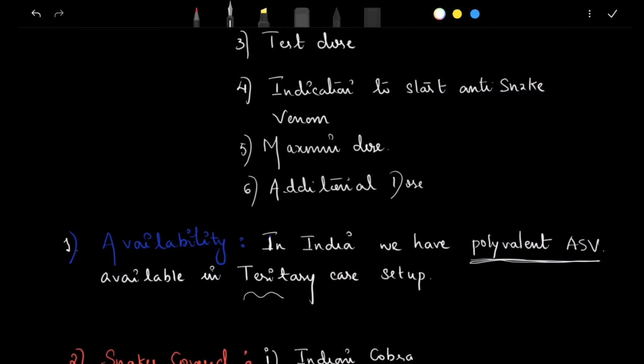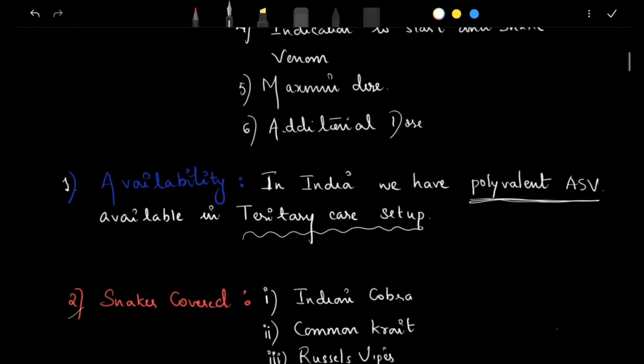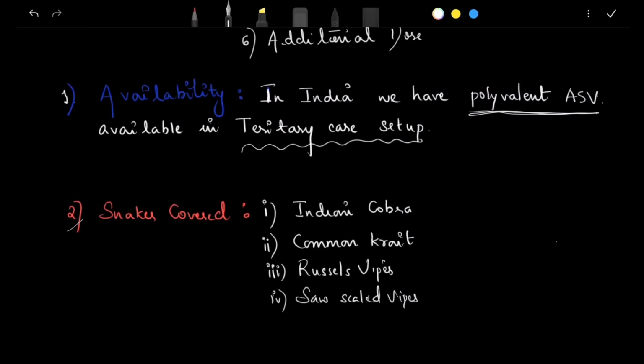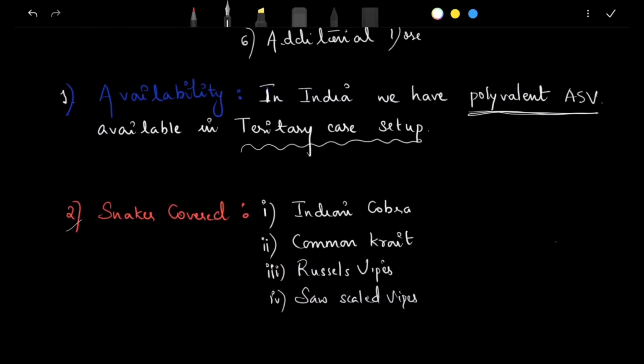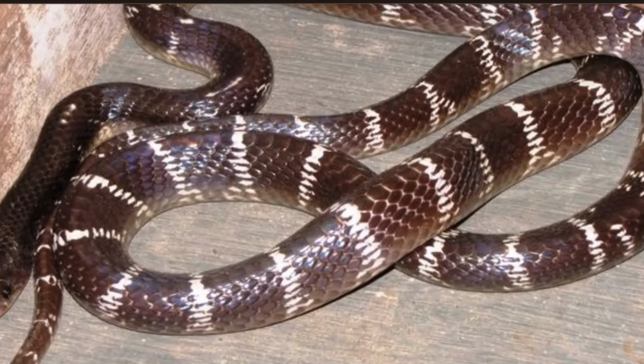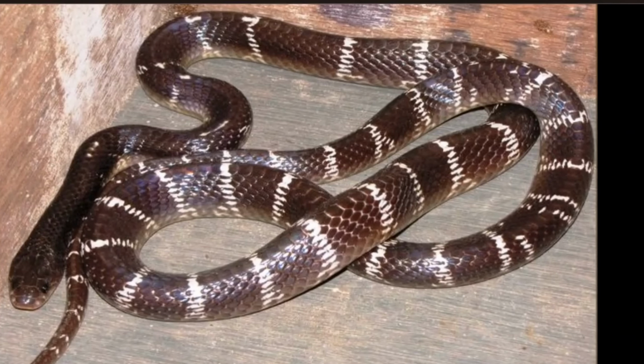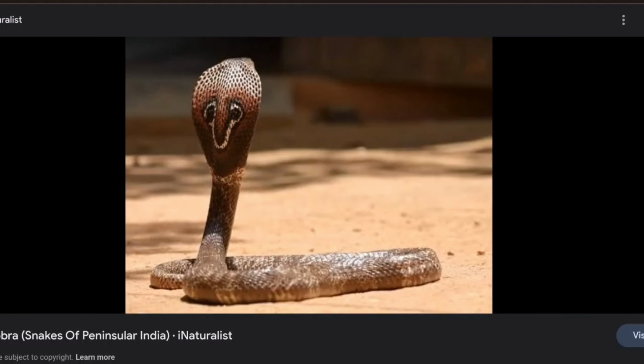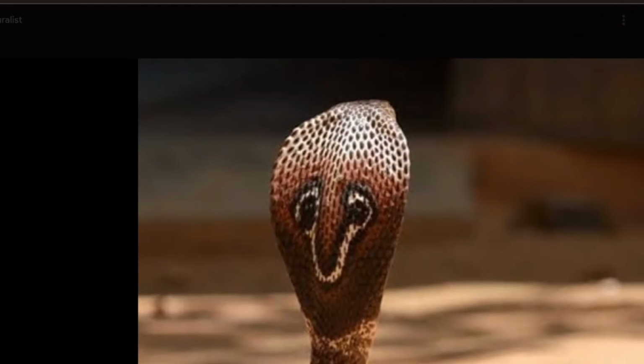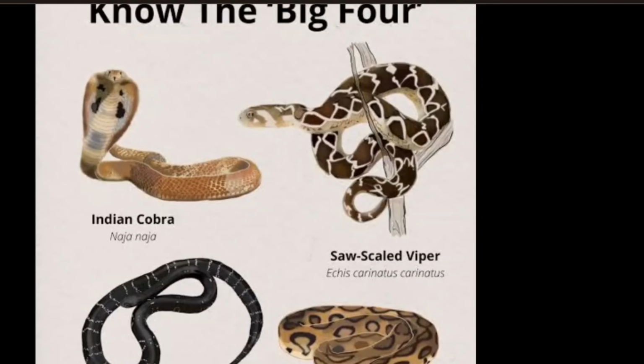most of the tertiary care setups. So the snakes covered are Indian cobra, common krait, Russell viper, saw-scaled viper. These are the krait. You can see the hexagonal scales also. In all the cases, you should study the features. This is a cobra with the spectacles and a hood. Saw-scaled viper, there are diamond-shaped markings on the body.